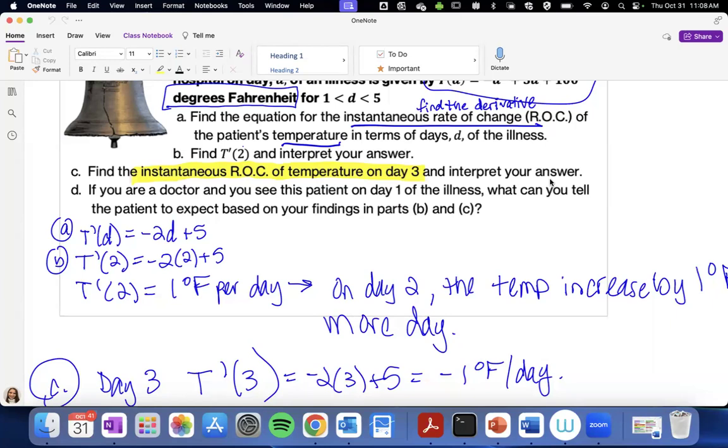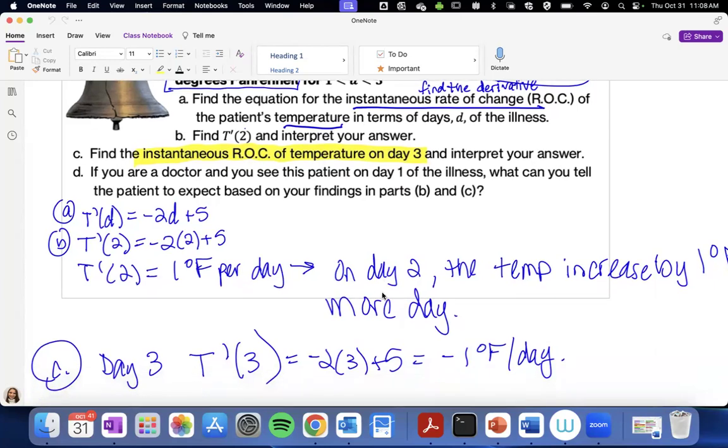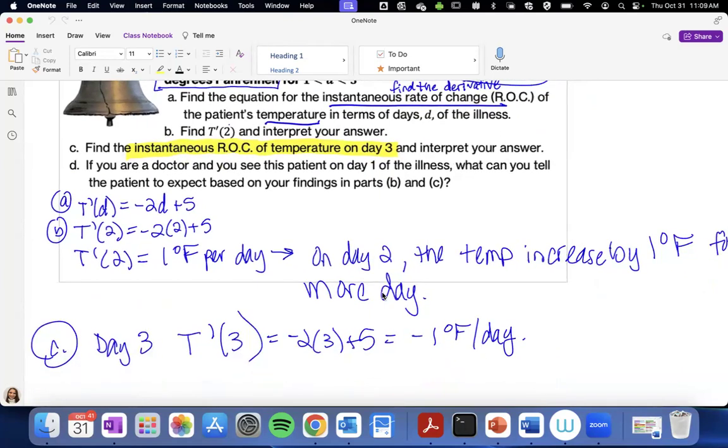So in part D, if you're a doctor, what would you tell the patient based on your findings? We can just talk about it. What would you say? After day 3, your temperature should decrease by 1 per day. Yeah, I would probably just tell my patient, hey, it looks like on day 3 of this illness, your temperature is going to decrease and start going back to normal. That's what I would say, right? Okay.